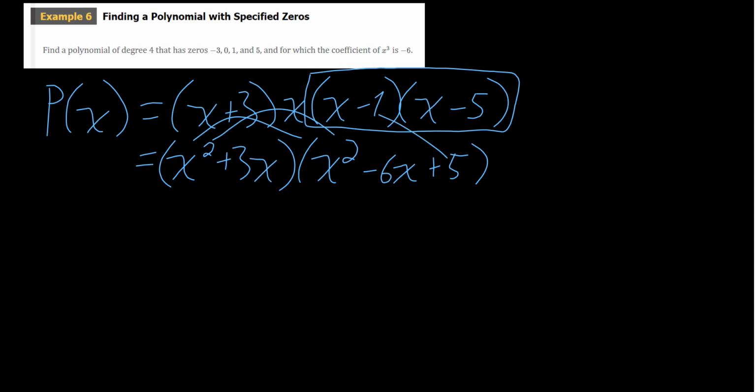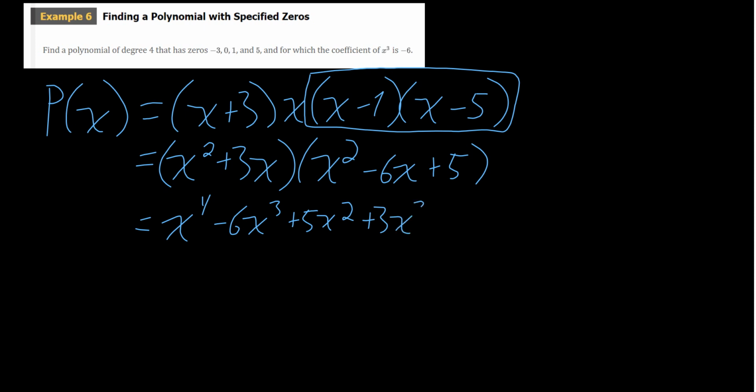It's not FOILing, but more distributing. So this is x to the 4th. Oh man, what have I got myself into? Minus 6x cubed, plus 5x squared, plus 3x cubed, minus 18x squared, plus 15x.